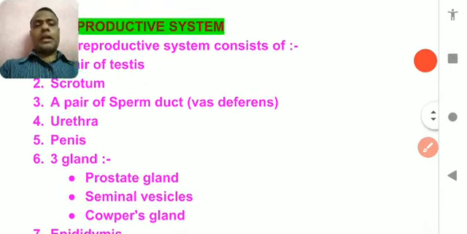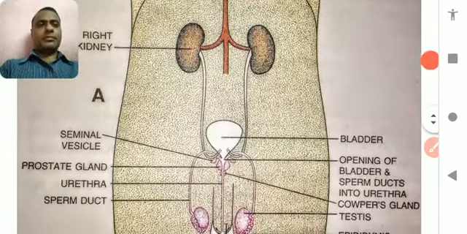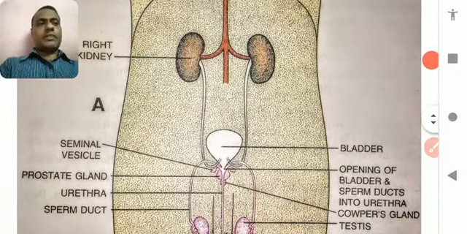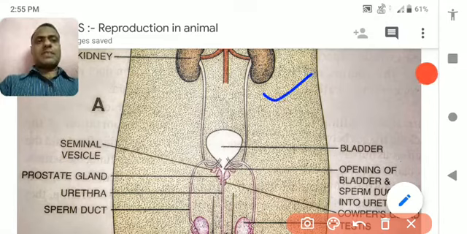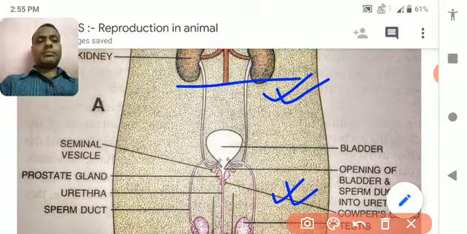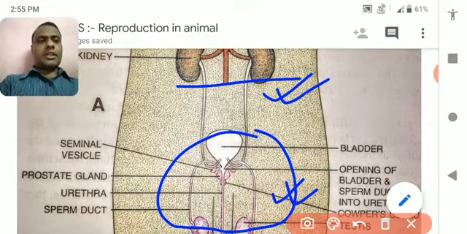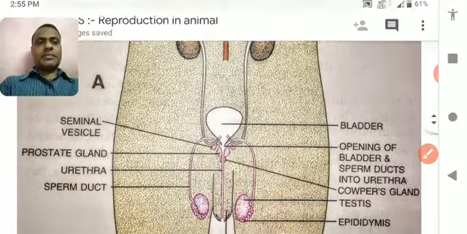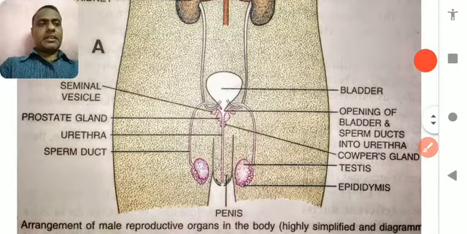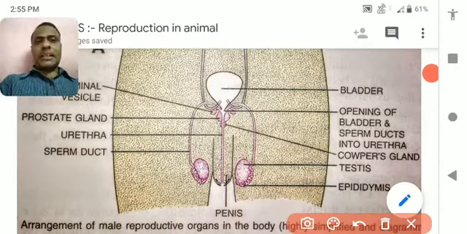First of all, a pair of testes. See in the figure. It is the male reproductive system. In this figure, two systems have been included. First is the excretory system and second is the male reproductive system. In the male reproductive system, what do you see over here? Just see it clearly. All the names that have been told by me just a minute ago have been written over here.